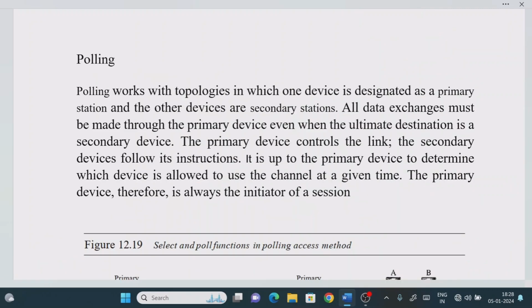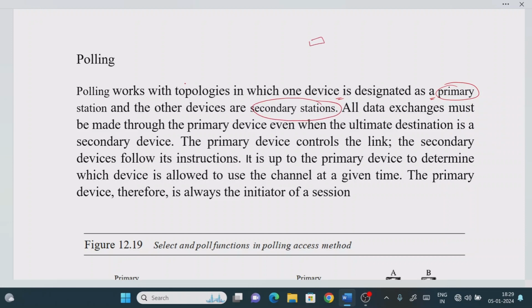So now the second method is the polling operation. We'll see what is the meaning of polling, and how the frame will be sent in the case of the polling operation in a controlled manner. First we'll try to read the statement. Polling works with topologies in which one device is designated as the primary station. Remember, this point is important. One of the devices will work as the primary station and the other devices work as secondary stations.